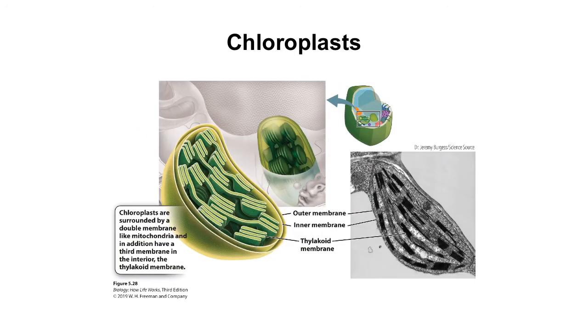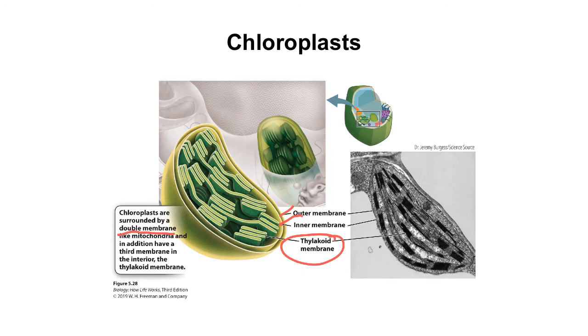The other special organelles are the chloroplasts. Chloroplasts are also surrounded by a double membrane, like mitochondria. So they have an outer membrane right there and an inner membrane. And they also possess a third membrane system called the thylakoid membrane. Like in mitochondria, they're also highly convoluted, and that allows them to have a large surface area to perform their particular functions.